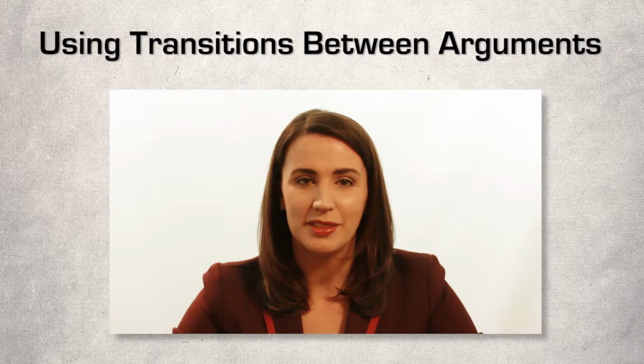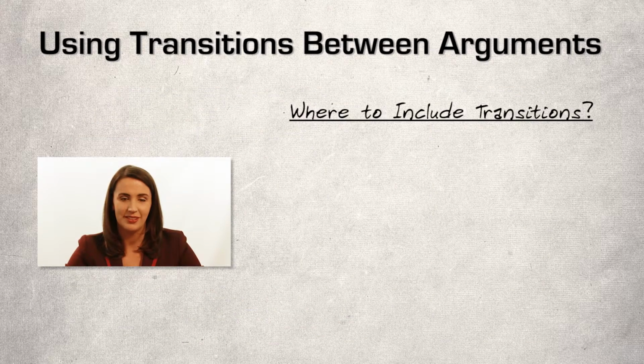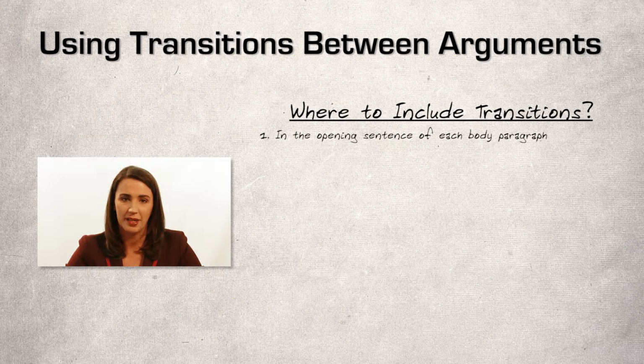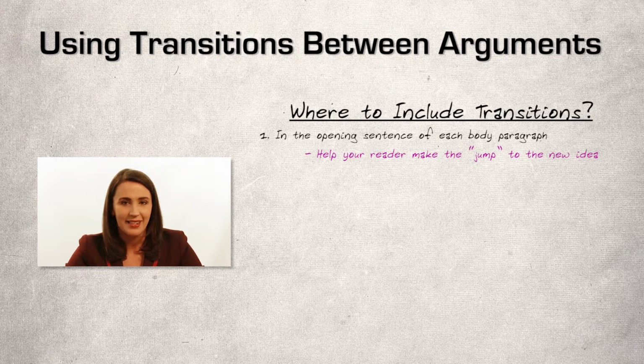The first place you want to be intentional about including transitions is in the opening sentence of each body paragraph. When you are starting a new paragraph, you are introducing a new idea. For your reader, this can be a confusing jump. Be sure you connect that idea to the main thesis idea, and even possibly to the previous paragraph.